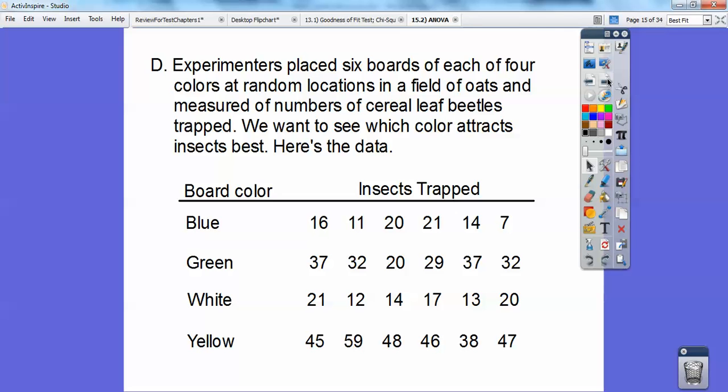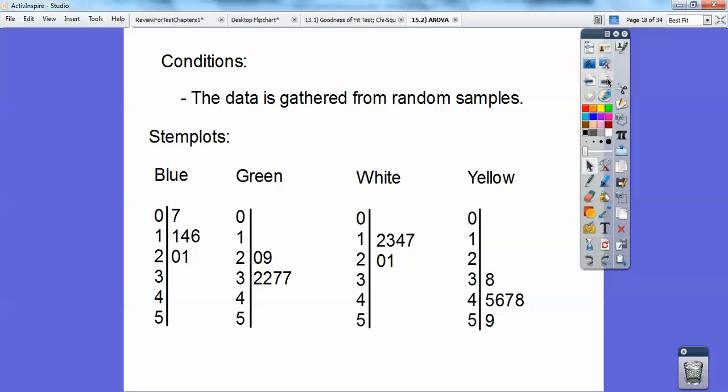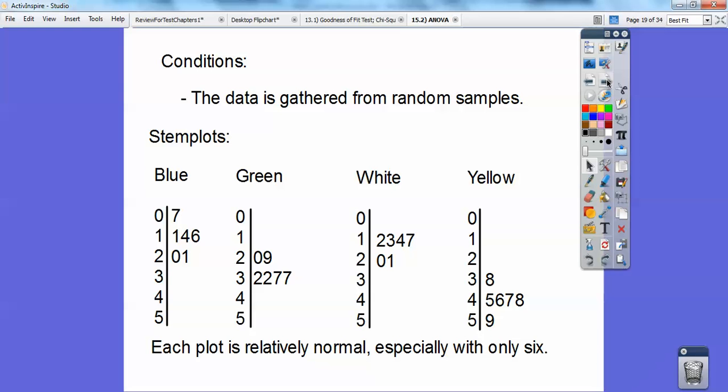Now we check the conditions. The data is gathered from random samples, and we don't know if it's normal or not. So always make a stem plot of your data, particularly if it's small. Your AP readers want to see a stem plot. This one looks reasonably normal. If there's skewness, it's not very skewed, particularly since the data is only 6 points. These are pretty good. So say something like: each plot is relatively normal, especially with a small number like 6.